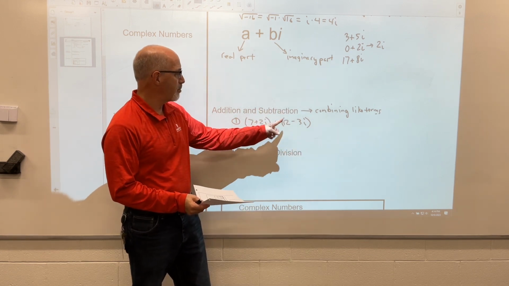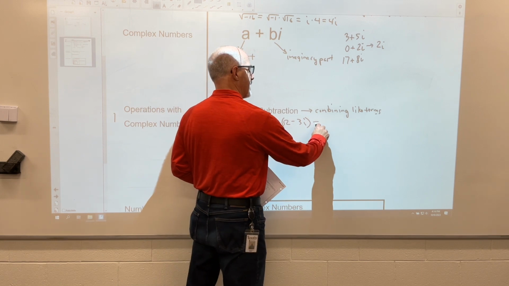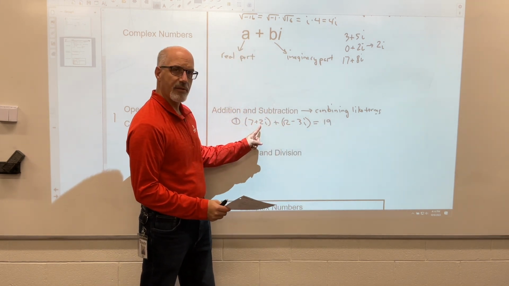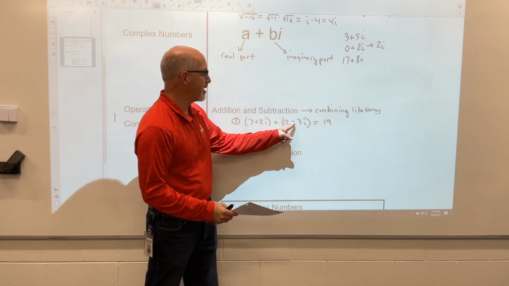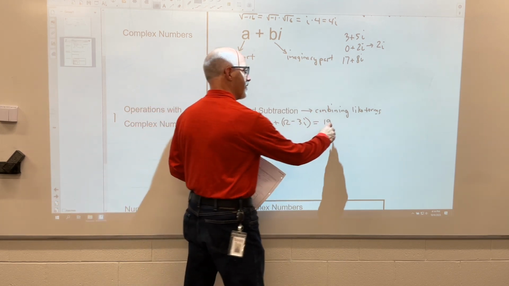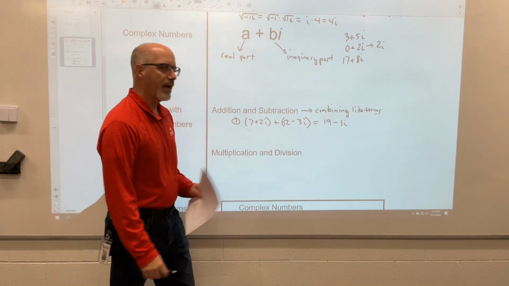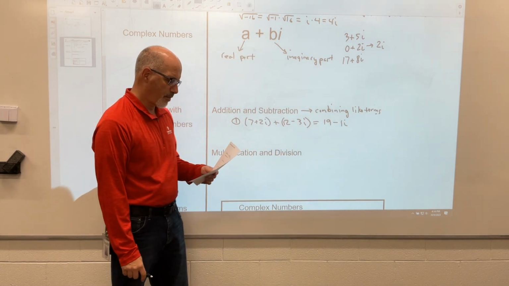So 7 plus 12 would give me 19. Adding the real parts, now add the imaginary parts. 2i plus the negative 3i would give me negative 1i. So there's my result, that's a complex number.